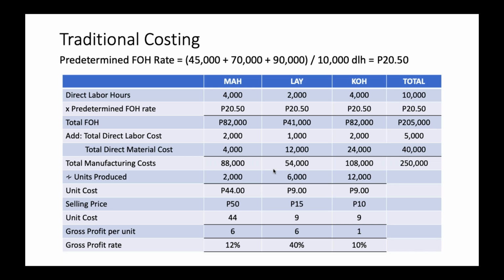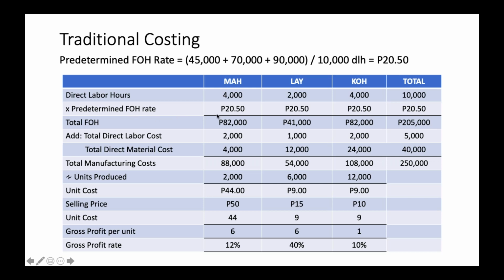So to compute the predetermined overhead rate, we will simply divide the 205,000, that's 45 plus 70 plus 90, by 10,000 direct labor hours. So we will have 20 pesos and 50 cents factory overhead rate per direct labor hour used. So for product Ma, it incurs 4,000 direct labor hours. For Lai, 2,000. For Ko, 4,000, for a total of 10,000.